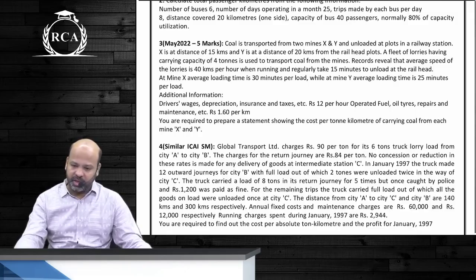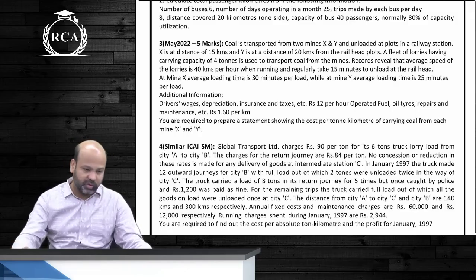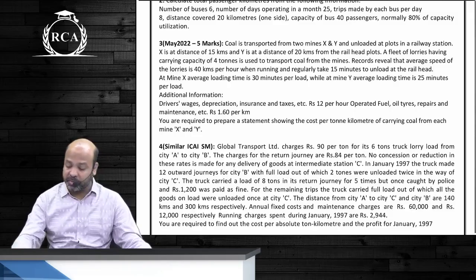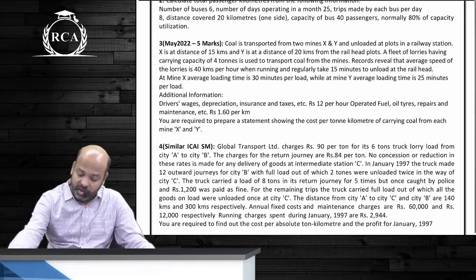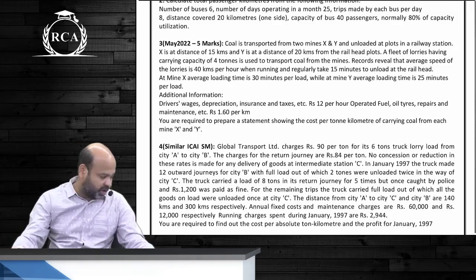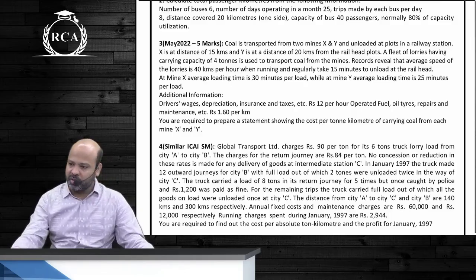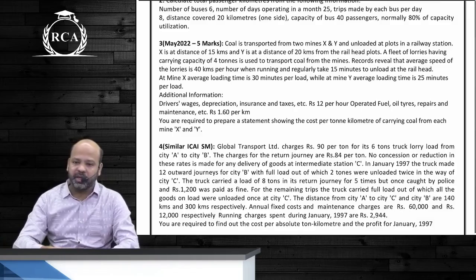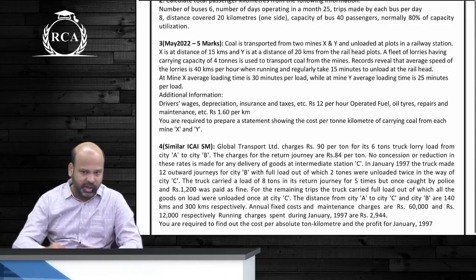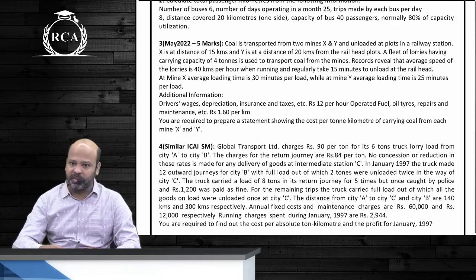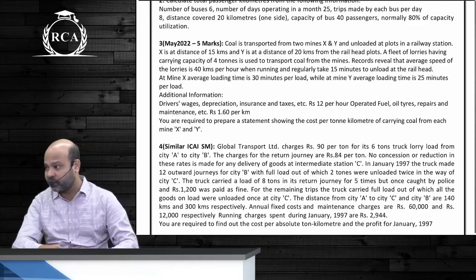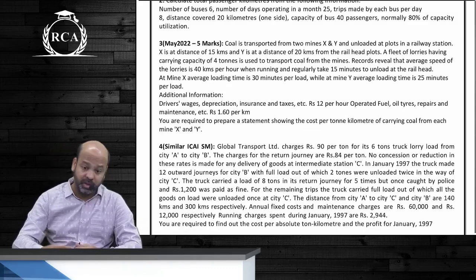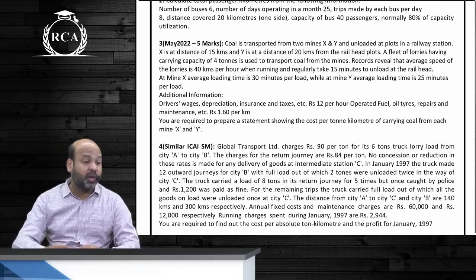Let's not forget the intent here, beta, is to ship coal from the mine to the railway station. Will the lorries return empty or will the lorries return with load? Obviously the lorries are going to return empty. They will unload the entire coal at the railway station and then return back from the railway station empty. So when you're computing number of ton kilometers, it should only be based on one way. But distance traveled, obviously, would be based on two ways.